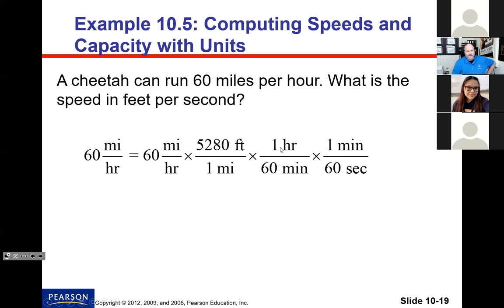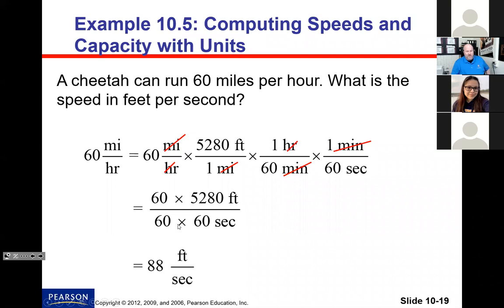5,280, right? How many minutes are in an hour? 60 minutes. And then how many seconds are in a minute? 60 seconds. So if you look at what we're doing here, we're taking 60, multiplying it by that, and dividing it by both these numbers here. So I'll show you the breakdown here. Wow, you can see all the breakdowns. So 60 times 5,280, and then 60 times 60 on the bottom. And if you do the math, you figure out that this sucker moves.